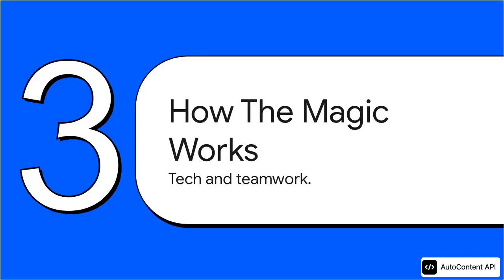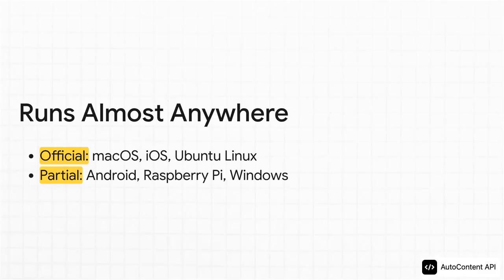So let's pull back the curtain a little bit and see what really makes this incredible revival tick. It's a really cool combination of some clever technology and a deeply dedicated team. And the team behind Einstein has done just an amazing job making it accessible to pretty much everyone. I mean, it officially runs on macOS, iOS, and Linux, and there's even partial support for Android, Windows, and the tiny little Raspberry Pi. So to go back to that question I asked at the beginning, can it run on your device? Yeah, the odds are actually really good.